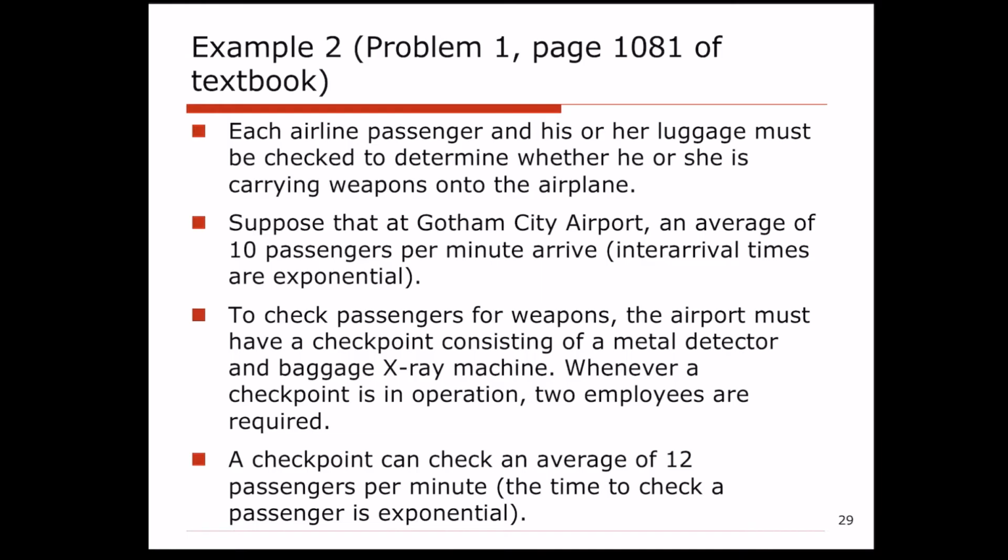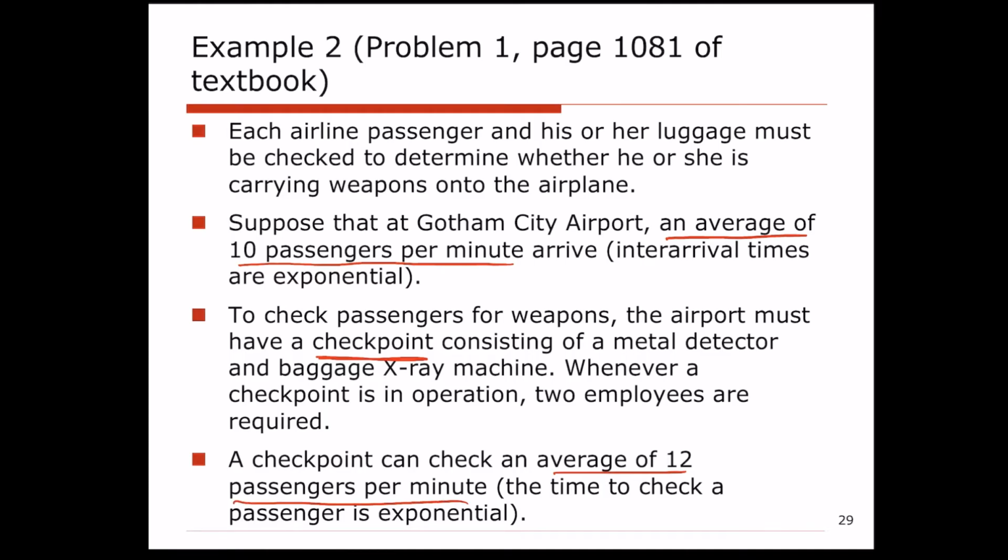In the next example, we are going to look at the security check of an airline. So in this security check, on average, we are going to receive 10 customers per minute that are going to do the security check. There is one security checkpoint in this airport, and this security checkpoint is going to process 12 customers or 12 passengers per minute on average.